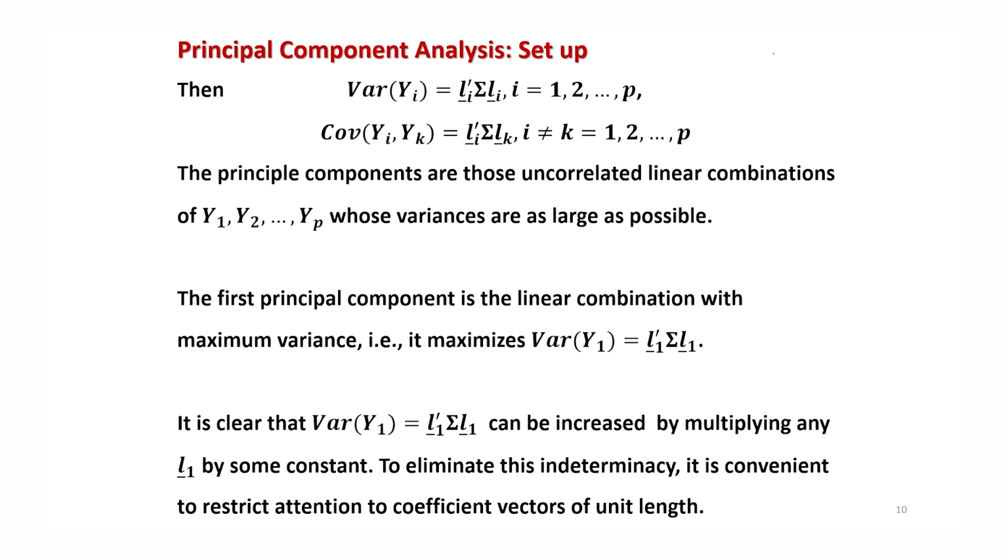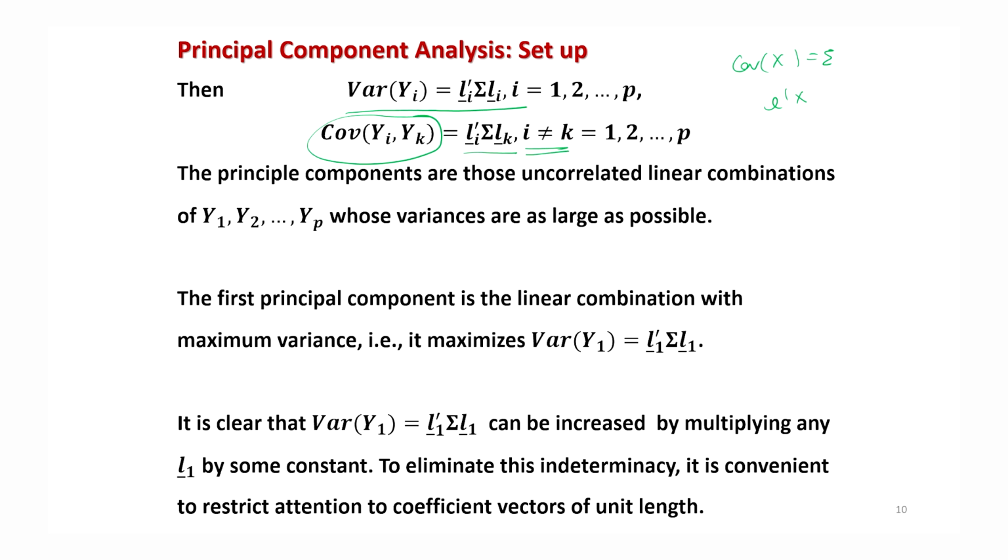Because we have assumed that X has a covariance matrix sigma, we can find the covariance matrix of L transpose X. From there, the variance of Yi is Li transpose sigma Li, and the covariance between Yi and Yk is Li transpose sigma Lk, where i goes from 1 to p, k goes from 1 to p, and in the covariance i is not equal to k.